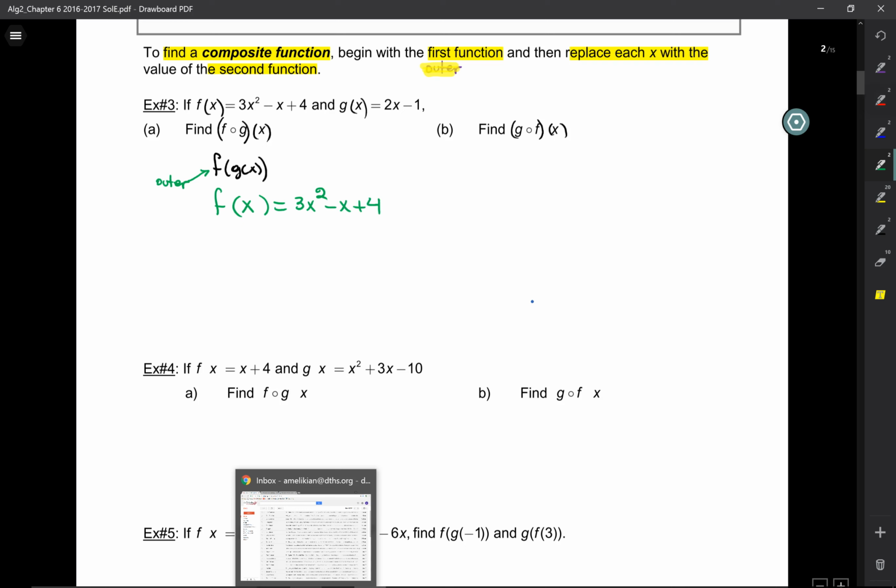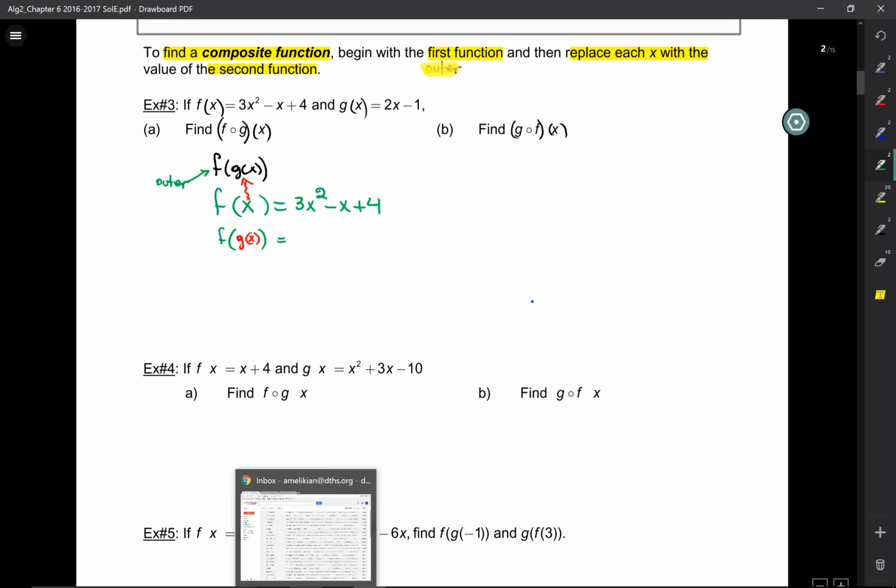Okay? Now, compare these two. The one in the green and the one in the black. One says f of x. The other one says f of g of x. So, what is x being replaced with? G of x. So now, look at what I'm going to do. It's f of g of x. So wherever I see an x, what am I going to substitute it with? G of x.